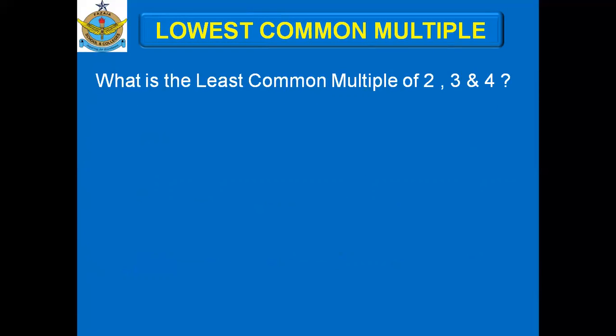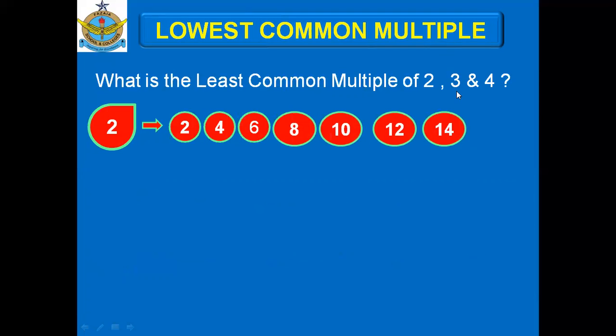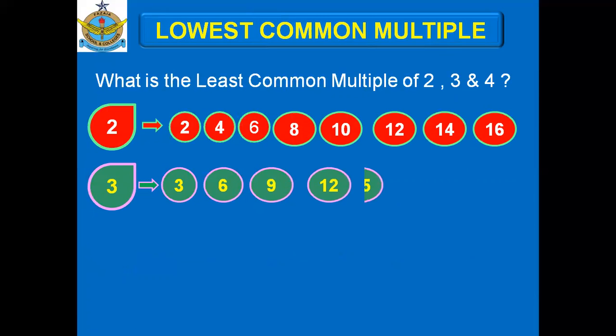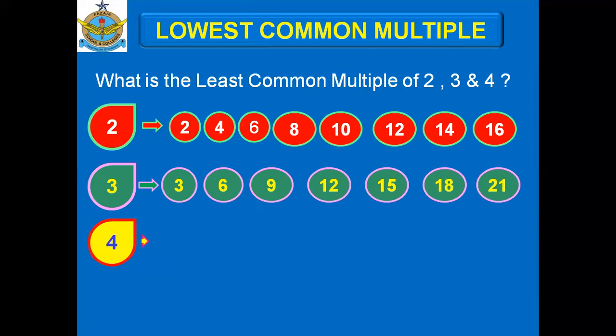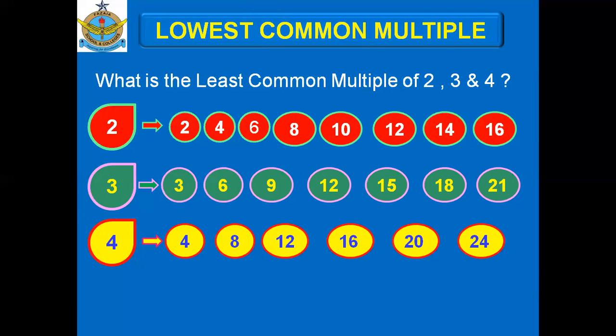Next example for more than two numbers: what is the least common multiple of 2, 3, and 4? First we write down the multiples of 2, then the multiples of 3, and then the multiples of 4. Multiples of 2 are 2, 4, 6, 8, 10, 12, 14, 16. Multiples of 3 are 3, 6, 9, 12, 15, 18, 21. And multiples of 4 are 4, 8, 12, 16, 20, 24.